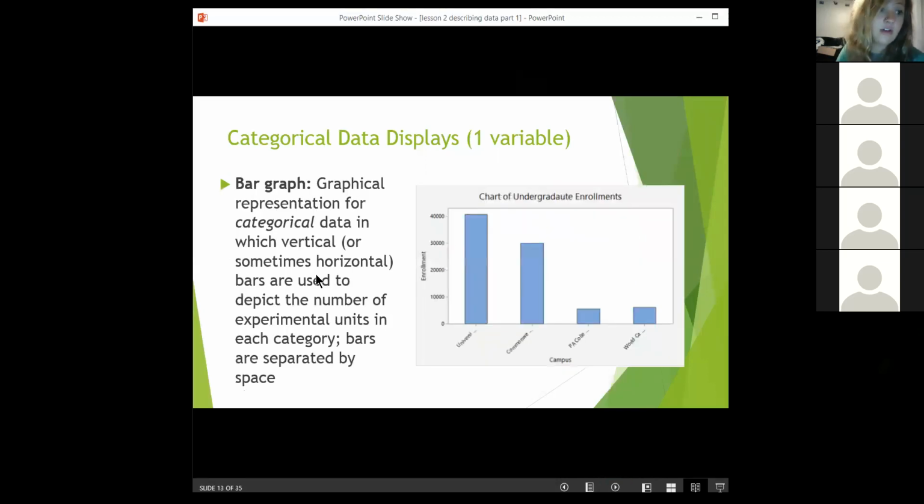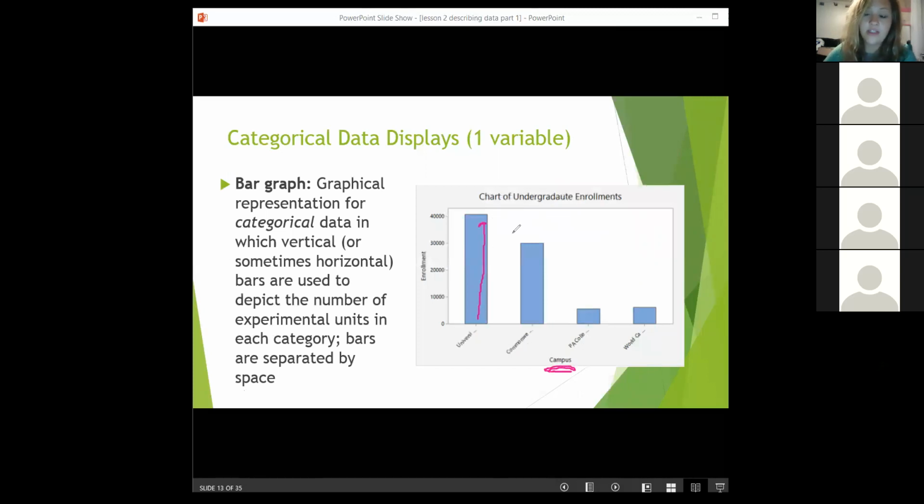Okay, another categorical data display for one variable is a bar graph. So this is once again showing the frequency of a variable. In this case, we still have our variable as being campus on our x-axis, and all these bars are showing is the frequency of that. So the frequency of the enrollment would be, this is saying 40,000, whatever. So here's like your cap. Once again, categorical data, keep that in mind.